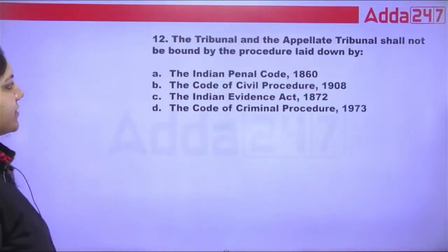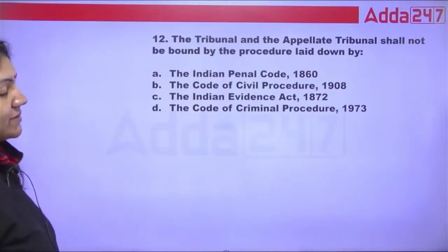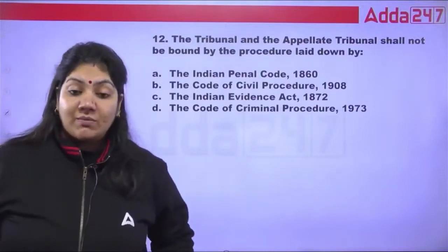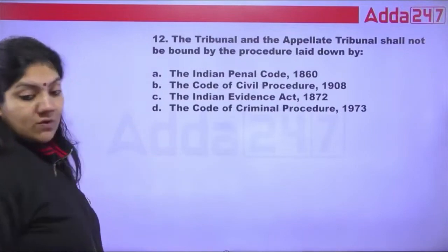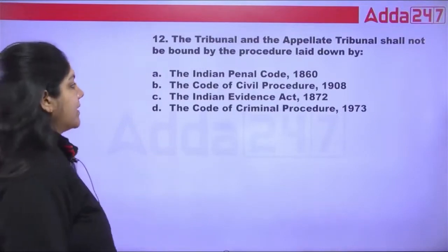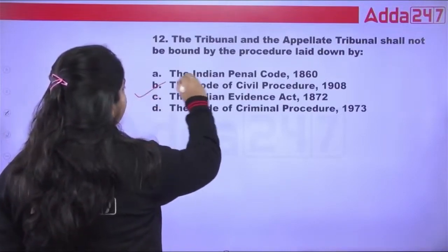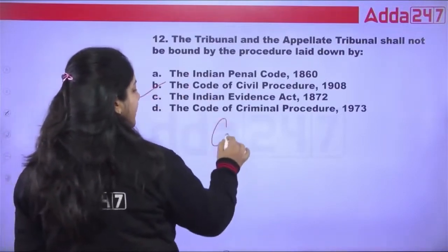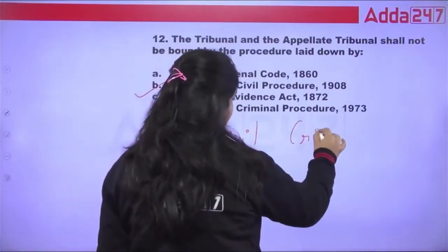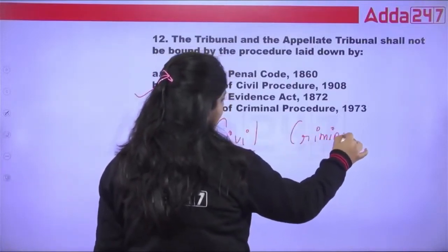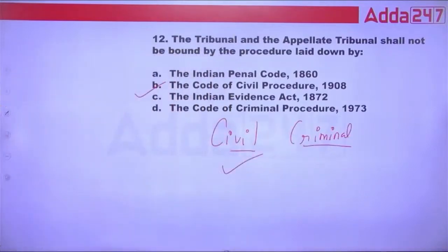Okay, this is one more question. The tribunal and appellate tribunal shall not be bound by the procedure. It means the tribunal and appellate tribunal can make their own rules and procedure. So they are not bound to follow the Code of Civil Procedure, because we know that there are only two types of cases, civil and criminal, right? So all these things come in the civil one. B is the right answer.